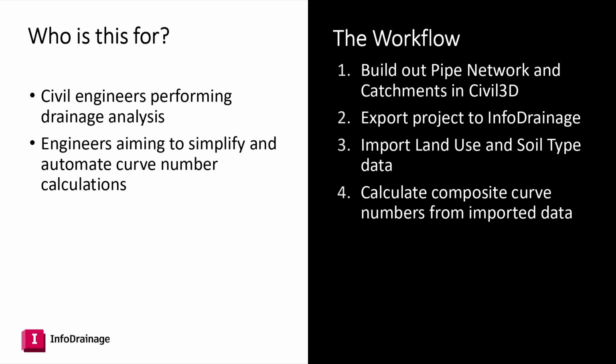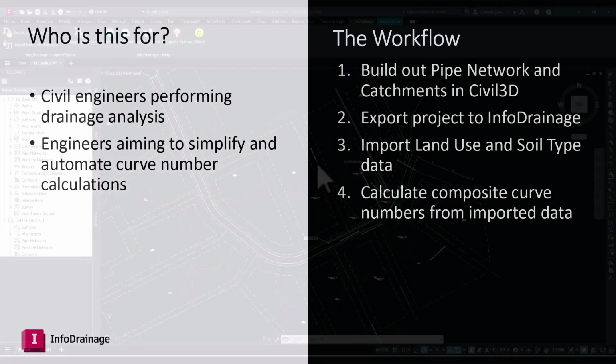What I'm going to do today is start with a pipe network and catchments already built inside of Civil 3D, and then quickly walk through the export into InfoDrainage. From there, I'll demonstrate how to import land use and soil type data, explain the required inputs, and then show you how to automatically calculate composite curve numbers based on that imported data.